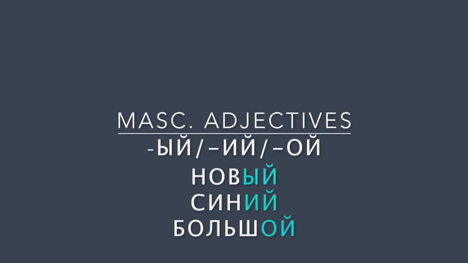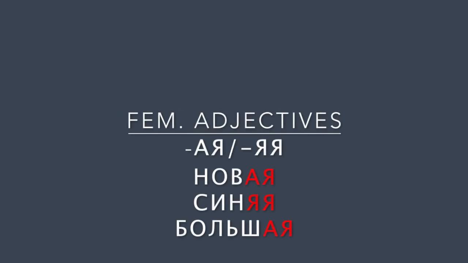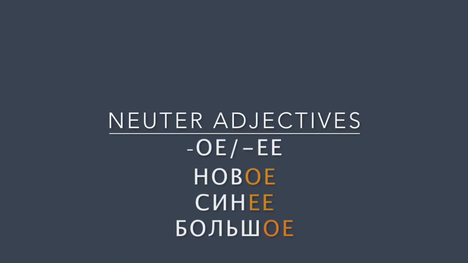Fine, let's go over them all again. So masculine adjectives will end either in ый or ий, or sometimes ой. Examples are новый, синий, большой. Feminine will end in ая or яя. Новая, синяя, or большая. Neuter will end in ое or ее. Новое, синее, or большое. So please remember, you always remove the last two letters of an adjective and replace them with the proper ending for the proper gender.